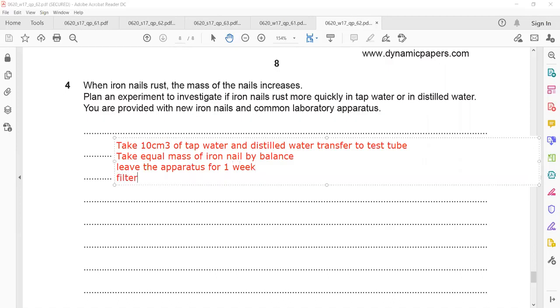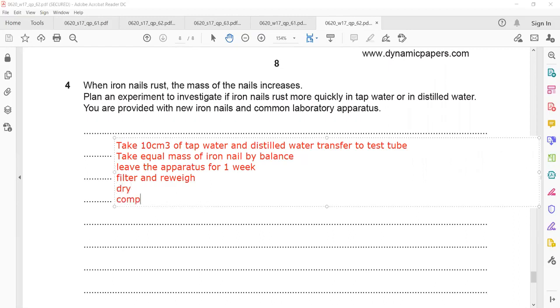Then we will filter and reweigh again. Then we will dry also. Then compare the final mass with the initial mass.